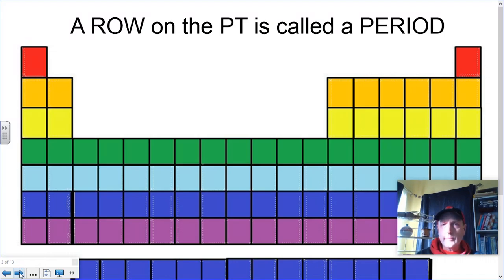The first thing is a row on the periodic table is a period. Remember, there are 7 rows starting up here at the top. Hydrogen and helium are in the first period. This orange is the second period, going down to the 7th period down below.